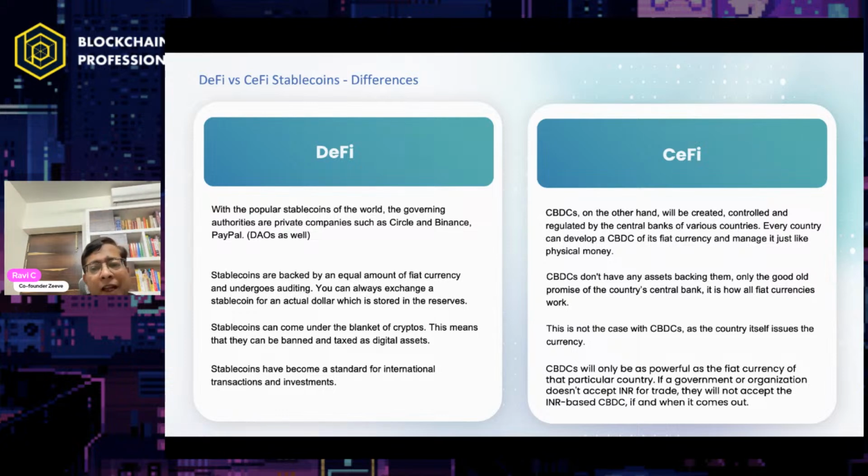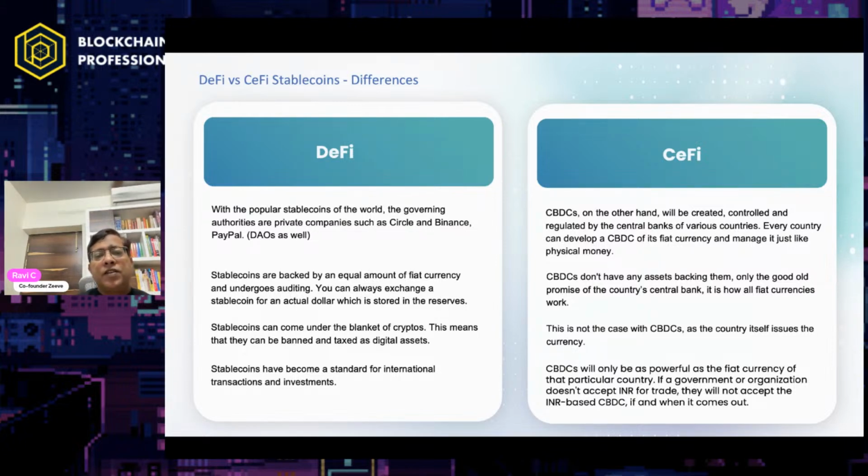So the challenge with CBDC is that it can be powerful depending on the fiat currency of that country. The US dollar is very strong, the euro is very strong, so of course a CBDC based on these currencies will be strong. But if the underlying currency itself is not very strong, the CBDC may not be that strong. Vis-a-vis that, in the case of DeFi-based stablecoins, they have chosen only stable currencies like the US dollar or euro or a few other currencies. So that way, they have a much better adoption.